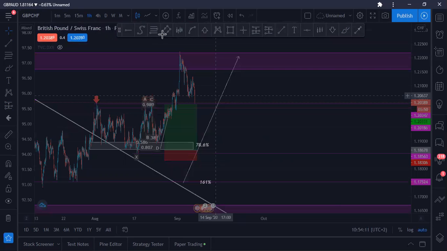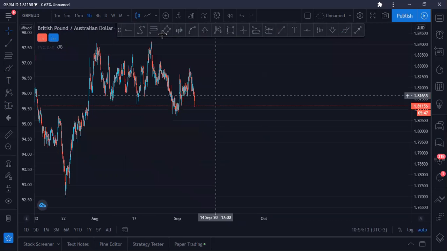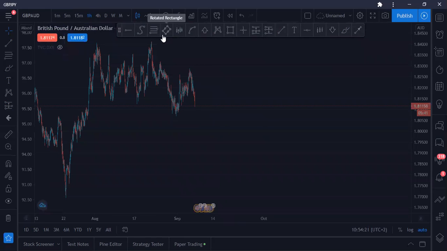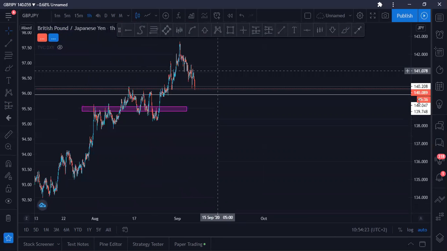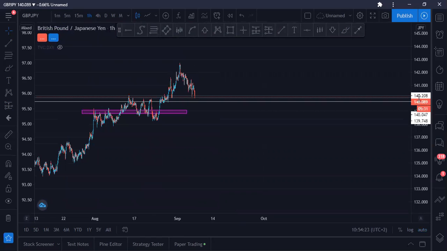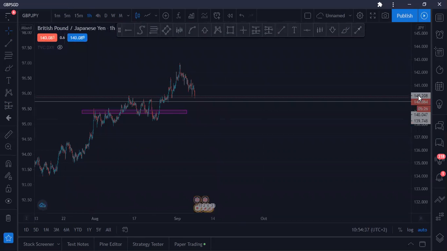Okay, let's see what's happening with the GBP AUD. I have not analyzed that, so let's just skip it. So many pairs, and I just want to run through them as quickly as possible because Zoom does not allow me to chat forever. GBP Yen, no, I'm not interested right now.